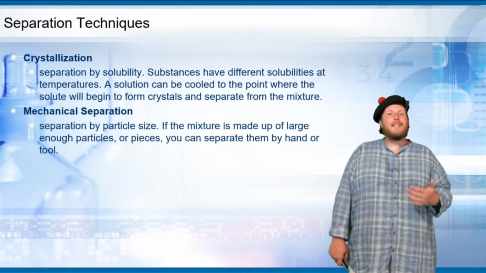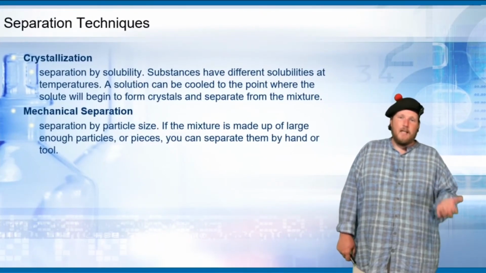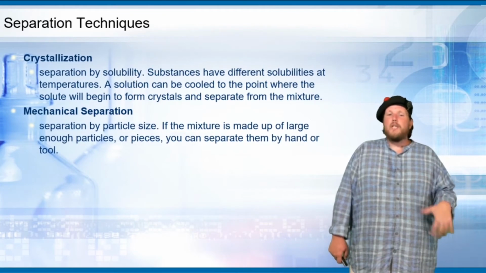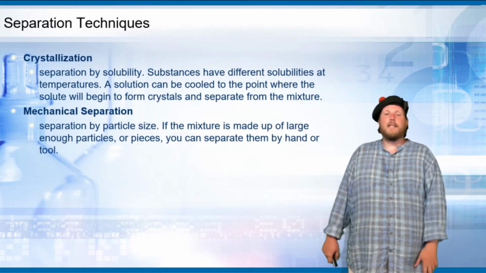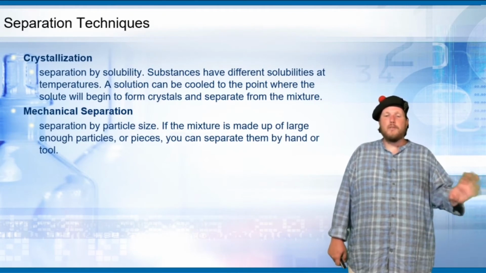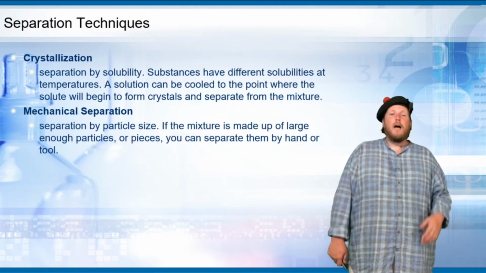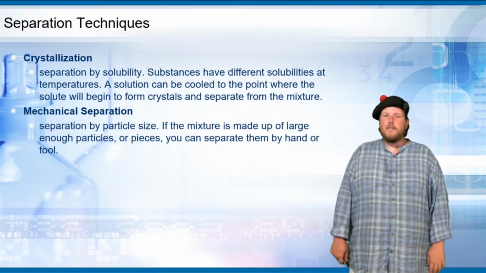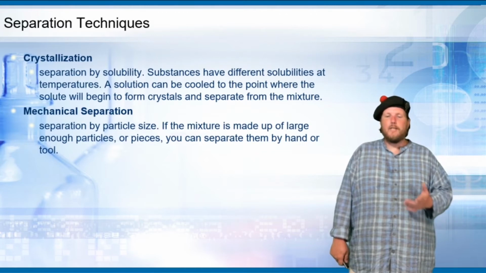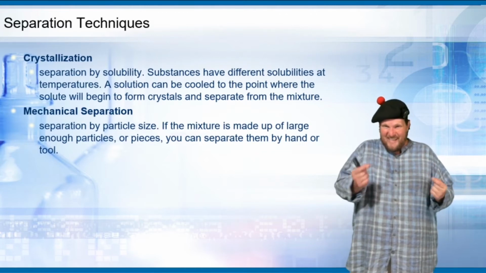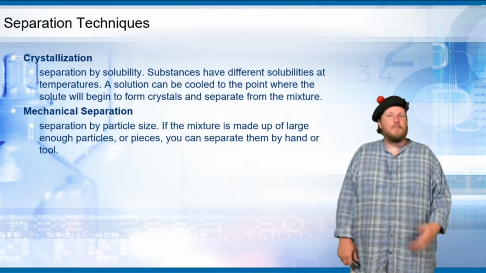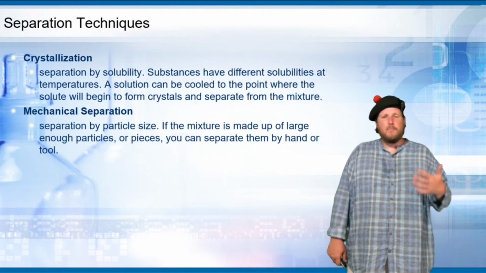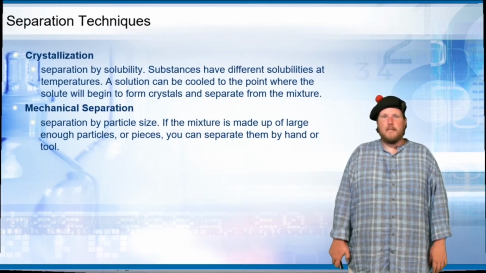Crystallization is separation by solubility. With substances that have different solubilities, you can induce one to crystallize at a given temperature and form those crystals and then filter those out. And that's a crystallization purification step. Mechanical separation is by picking them apart and separating them by hand. Sometimes there's computers or robots that can be induced to do this.